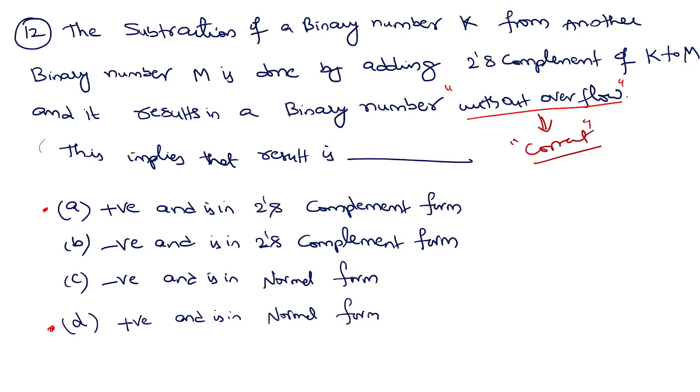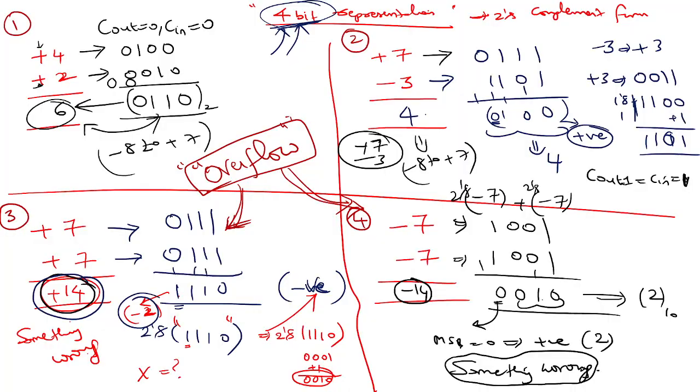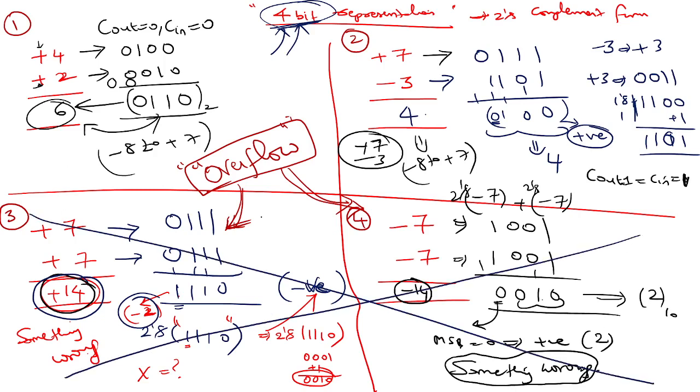There is a bit of ambiguity in this question, which we need to correct very clearly. They're saying the subtraction of binary number k from another binary number m is done by adding 2's complement of k to m, and it results in a binary number without overflow. But they didn't comment about the output carry. Let's see this example. Now forget about these overflow conditions. Now this doesn't apply.